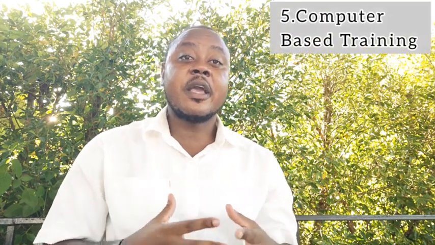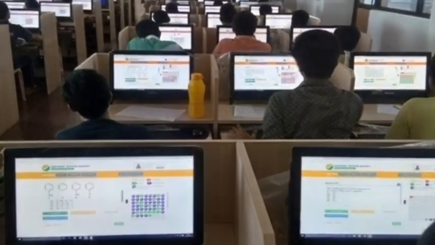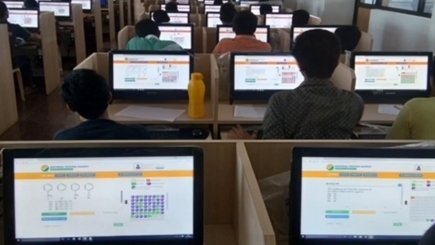And the last term is computer-based training. I'll repeat that again, computer-based training. This is another way of describing or referring to e-learning or virtual classes. That's why you have the name computer-based training, because by computer, it's simply referring to online classes as compared to traditional classrooms. I hope these 5 phrases or words help you whenever you are confronted with a situation of doing online classes or training.